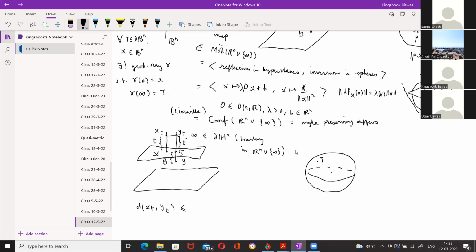And then after that, from this horizontal plane, I'm going up a distance t from both X and Y, right? Now I get two points on these two verticals, which are at the same height, xt and yt. So I can join these by a horizontal line, right? Now the distance between xt and yt is less than or equal to the length of the horizontal line from xt to yt, right?